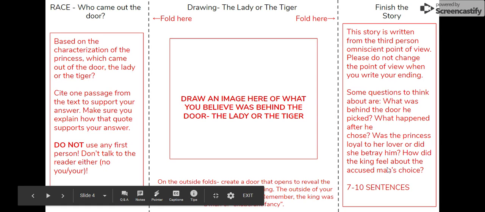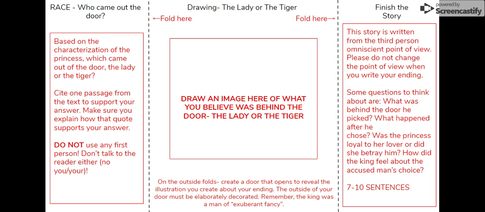On the right-hand side, you get a chance to be a little creative and you get to finish the story. So the story was written in third person point of view, and so it was omniscient. You got to see inside everyone's brains. You get to see what the lady thought, the tiger thought, the princess thought, what the king thought.